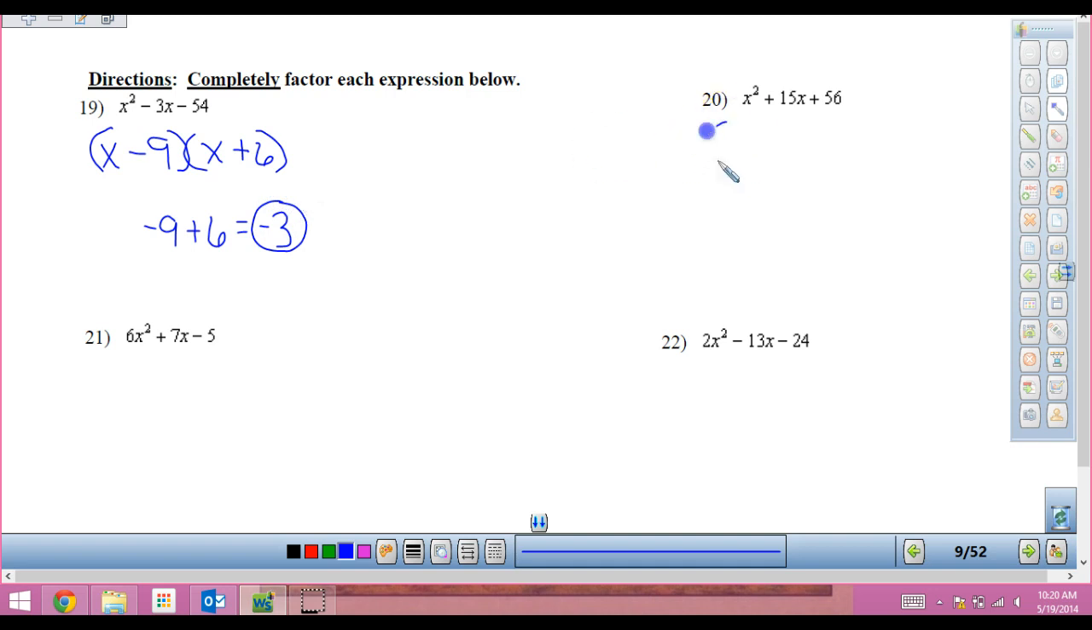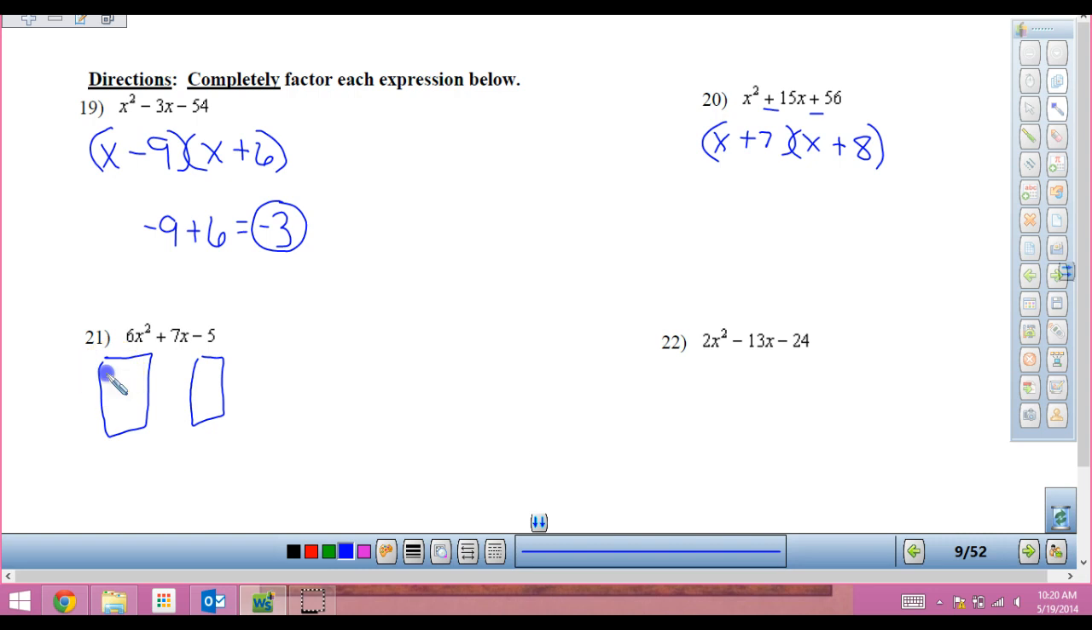Okay, number 20, 56 is going to be 7 and 8, so we've got a plus and a plus, so we can go x plus 7 and x plus 8. That is going to get us to 56 if we multiply them, and they will add up to 15. Okay, 21, we've got a number in front of our x squared, so this is where we've got to make our boxes.